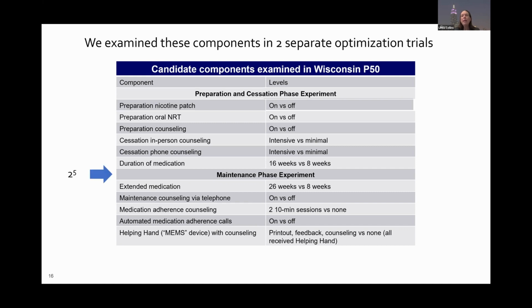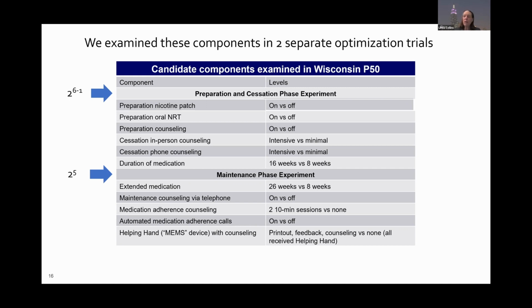As I said, the maintenance phase experiment was a 2 to the 5th. And what do I mean by that? That was a 2 by 2 by 2 by 2 by 2 factorial experiment. This one, the preparation and cessation phase experiment, was a 2 by 2 by 2 by 2 by 2 by 2. You see why we use this exponential notation. It gets a lot easier once you have more than 3 factors or so. That was actually a fractional factorial design.